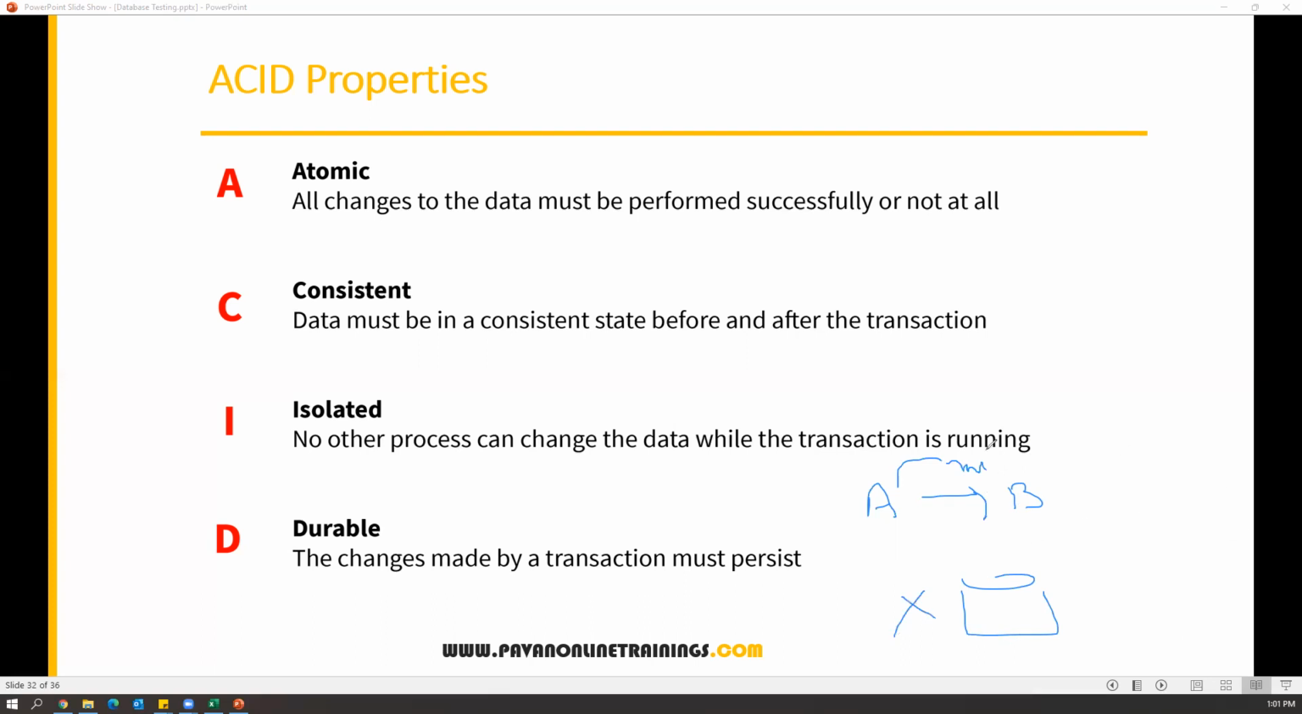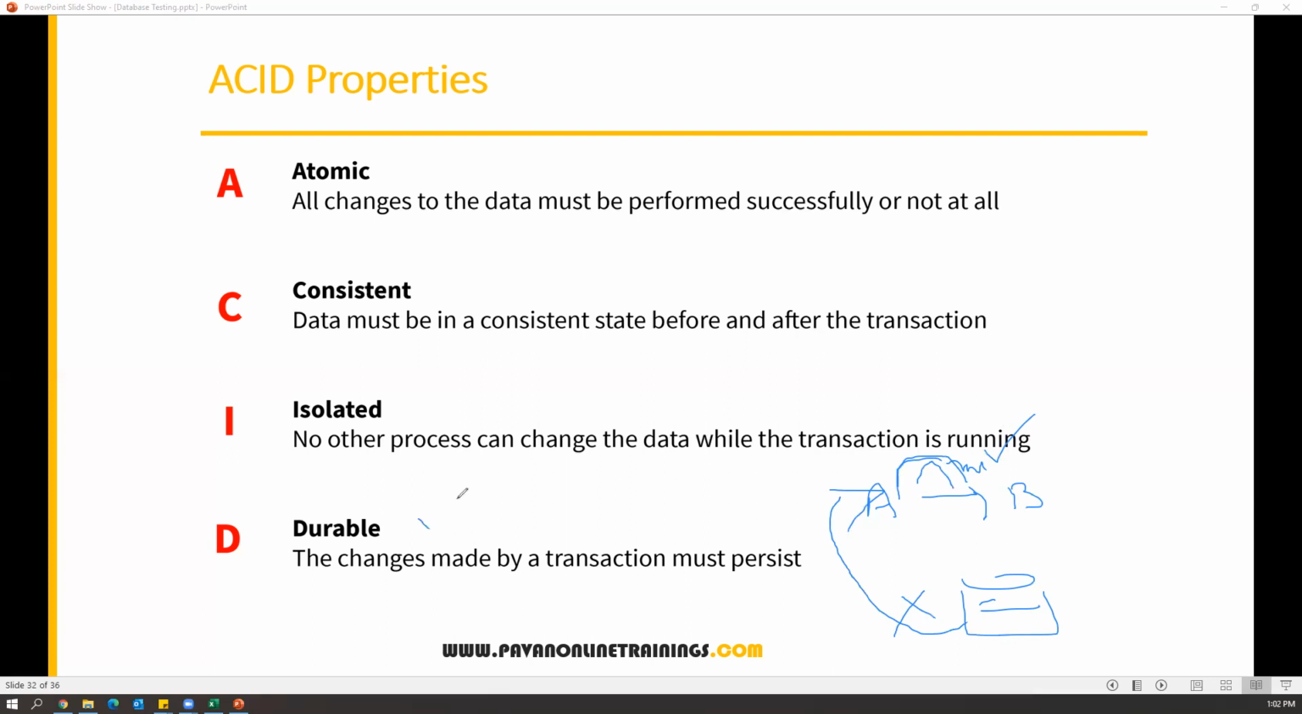So what about this transaction? What about the data? The data should not be lost. If the transaction is successful, the data should be available in the database. If the transaction fails or something does not happen, it should go back and recover the system. So when I try to redo the transaction, it should come to the initial position.